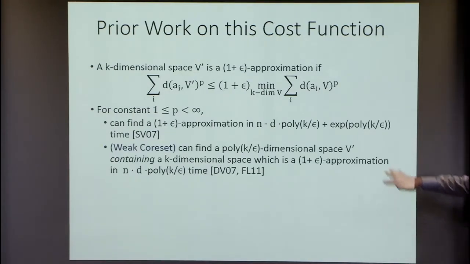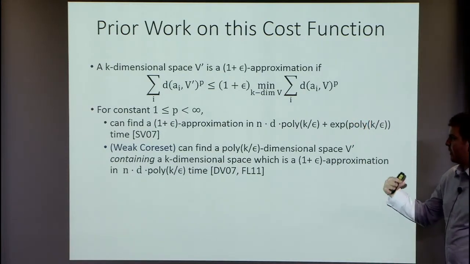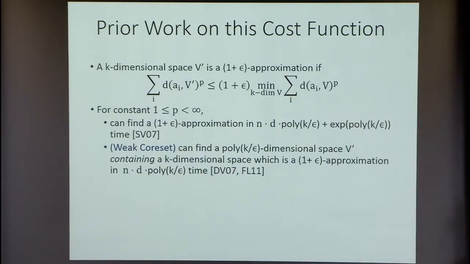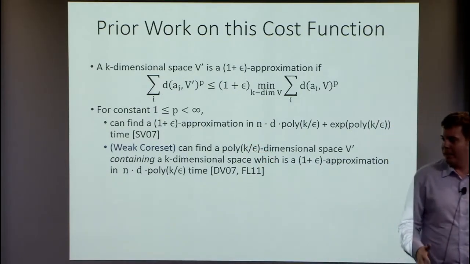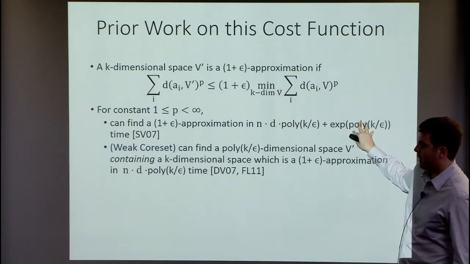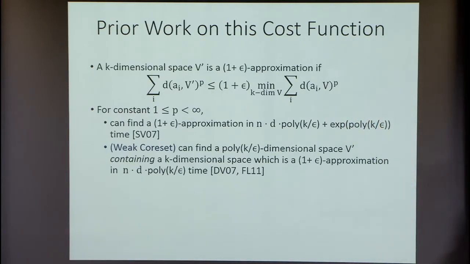One way of handling this exponential term is to relax the problem and instead output what's known as a weak core set. So all this is saying is instead of outputting a k-dimensional space which is a 1 plus epsilon approximation, I output a slightly larger dimensional space. Okay, so I output a poly k over epsilon dimensional space, which contains a good k-dimensional space in its span. We just don't know how to find it. If you allow this relaxation, then you can get rid of this exponential term. So this exponential term is really coming from the fact that you don't know which k-dimensional space to choose inside of this weak core set.